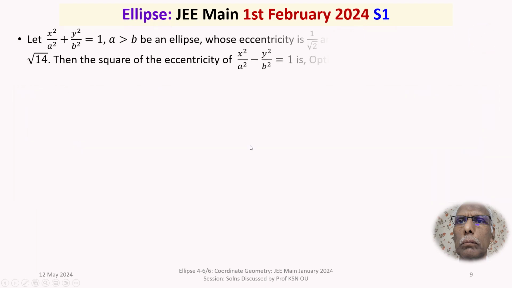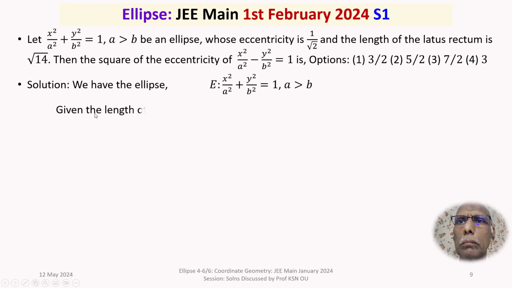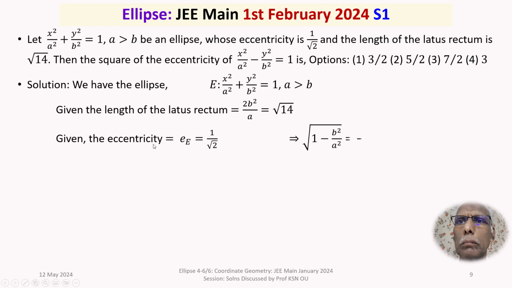So, that's the given question to us along with the options. We have the given ellipse E, x square by a square plus y square by b square is equal to 1, where a greater than b. Given the length of the latus rectum of this ellipse is 2b square by a, that is root 14. Given the eccentricity of this ellipse, e_E, is equal to 1 by root 2.